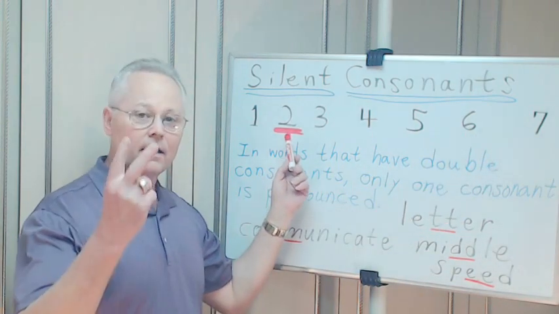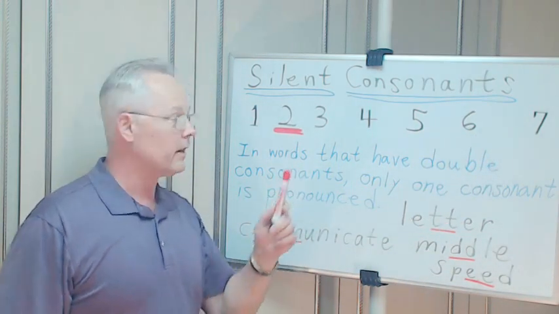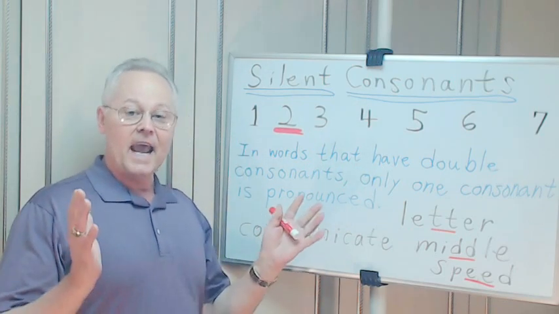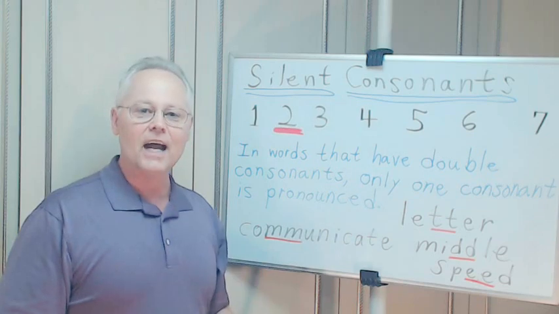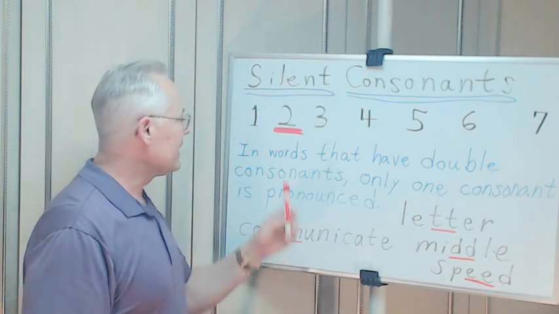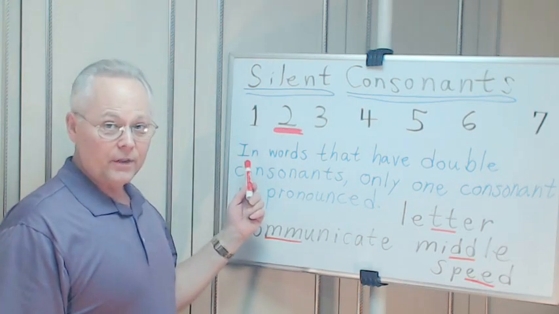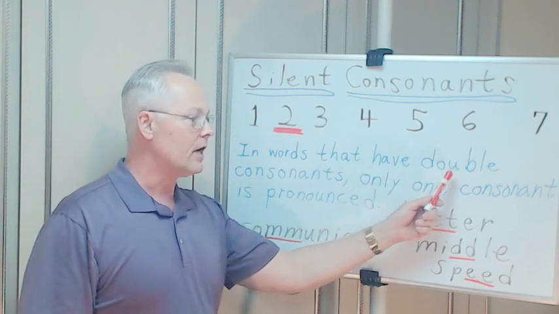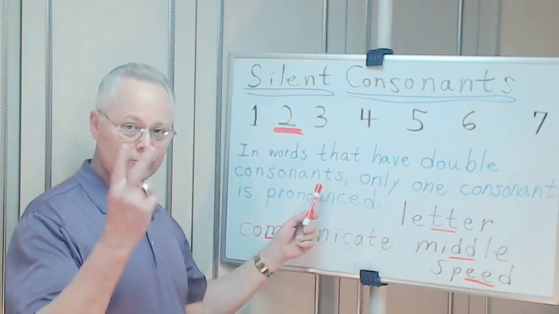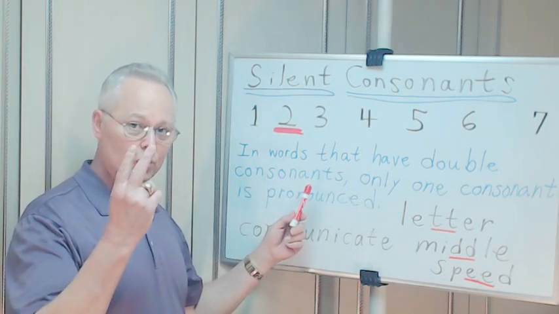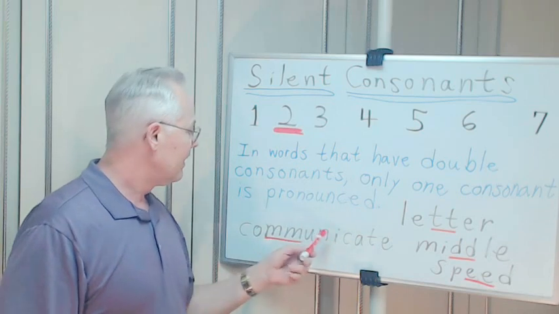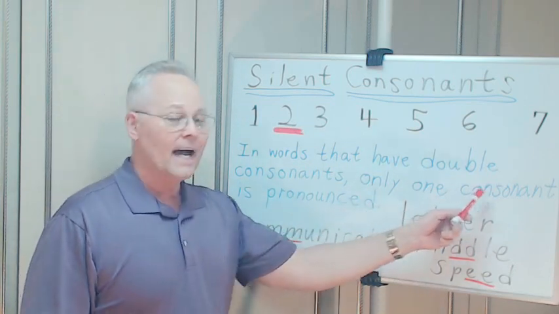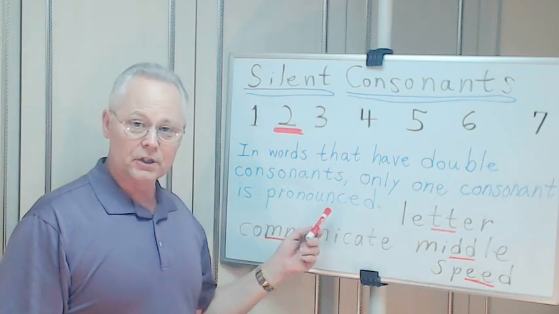We're on the second video regarding silent consonants. In the previous video, we talked about KN, two consonants. K is silent when it comes before N. This one, the topic is in words that have double consonants, the same two, DD, MM, whatever, only one consonant is pronounced.